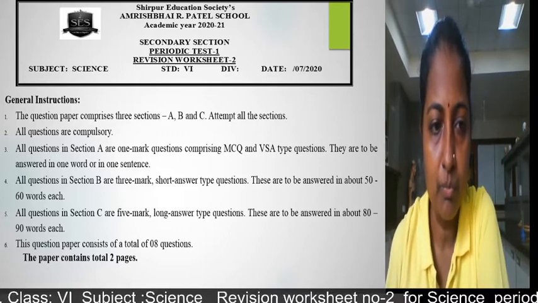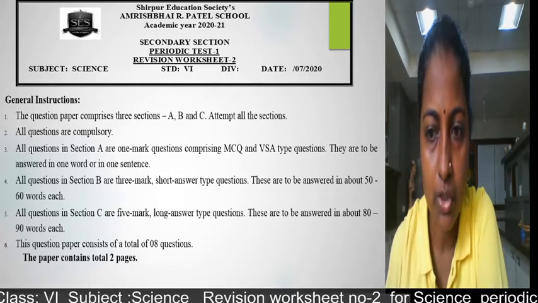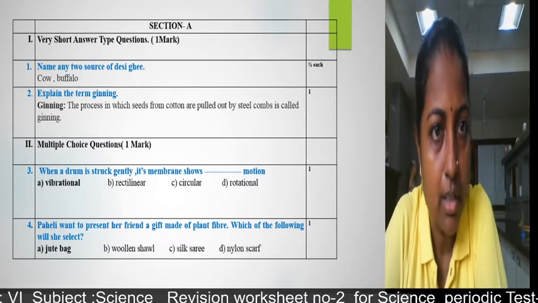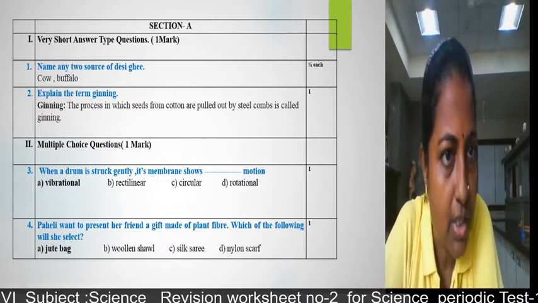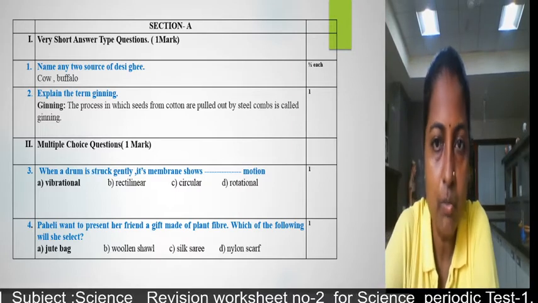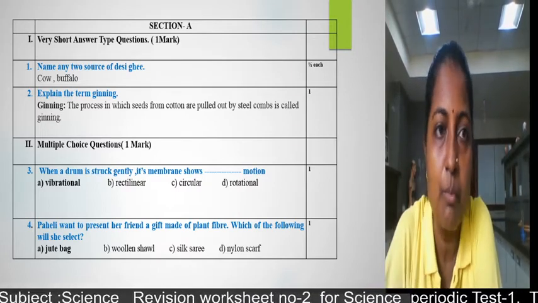Then the question paper will have 2 pages. Now let's go towards our revision worksheet. As you can see in section A, very short answer type questions, the first question is: name any 2 sources of desi ghee. No need to write the question, only write the answer, but yes, write the question number correctly.